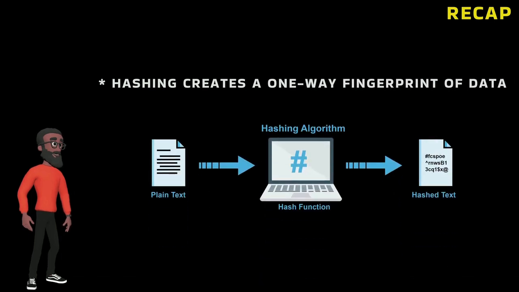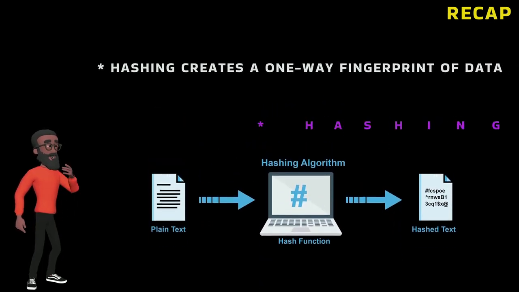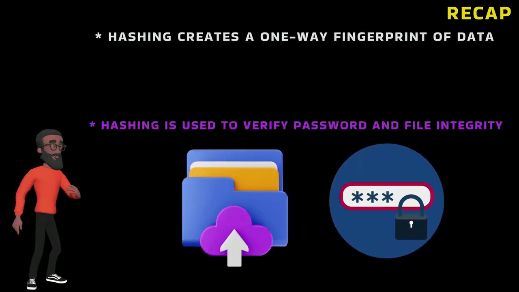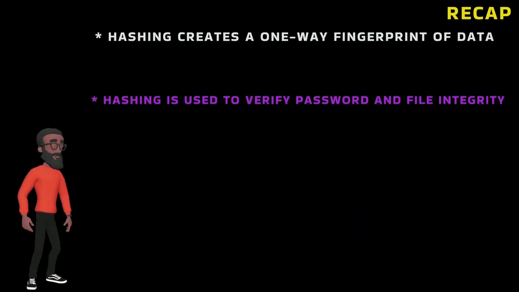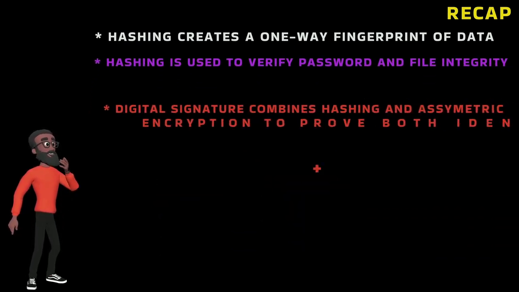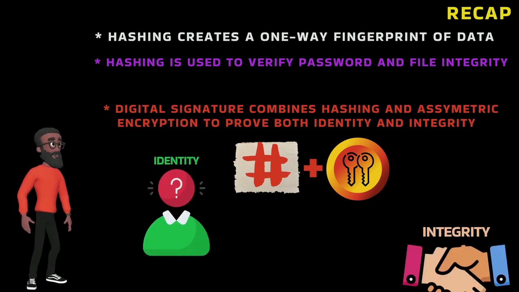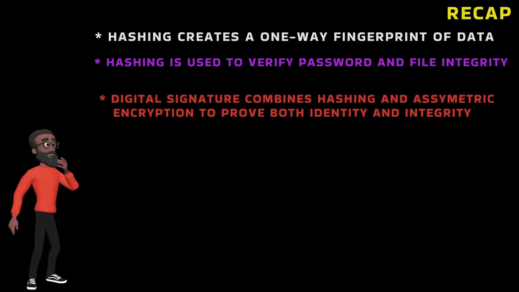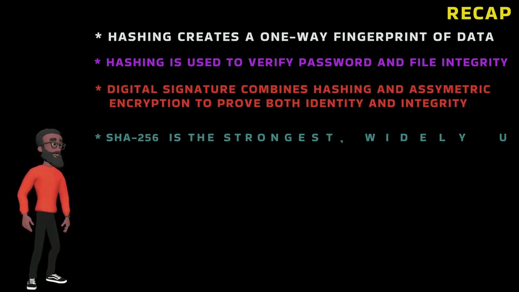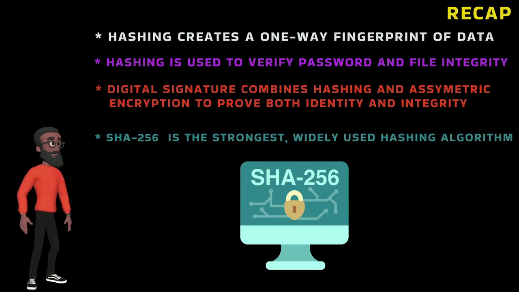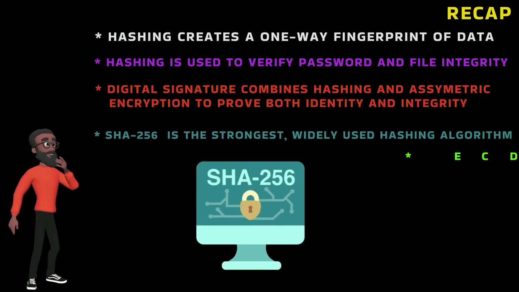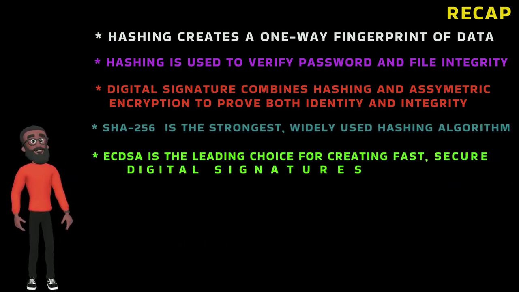Alright, here's a recap. In this video, you learned hashing creates a one-way fingerprint of data. Hashing is used to verify password and file integrity. You learned about digital signatures and how they combine hashing and asymmetric encryption to prove both identity and integrity. You learned that SHA-256 is the strongest widely used hashing algorithm. And lastly, we learned ECDSA is the leading choice for creating fast, secure digital signatures.